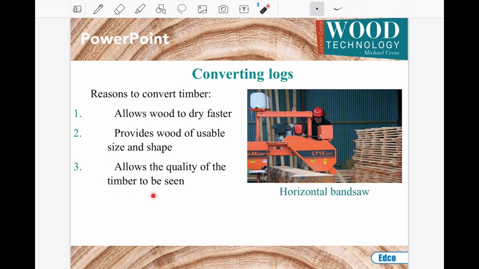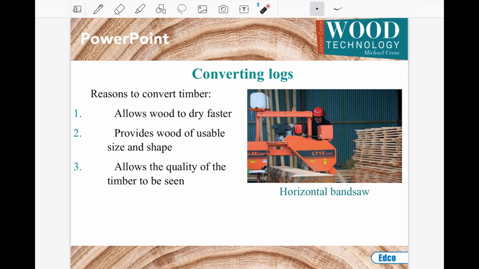Now, last one then, it allows the quality of the timber to be seen. I have no idea, nor does anyone else, what's going on inside in the middle of a tree trunk when you cut it down. You don't know how many knots it might have. You don't know whether there are resin pockets. You don't know if there are defects within that timber. But as soon as you cut it down and you start converting it, remembering that the word converting means cutting into timber of usable size, you can see the quality of that timber.